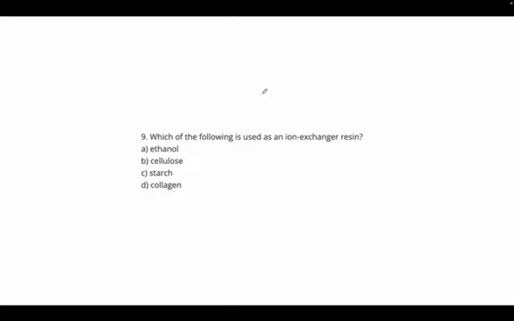Which of the following is used as an ion exchange resin? Ethanol, cellulose, starch, and collagen. Now, remember, when we talk about a resin for chromatography, it should have a couple of properties. It should be stable, it is usually a solid phase, and it should be easy for us to couple the groups which will react with our molecules of interest. So when we look at ion exchange resins, the only one of these that is commonly used is cellulose.